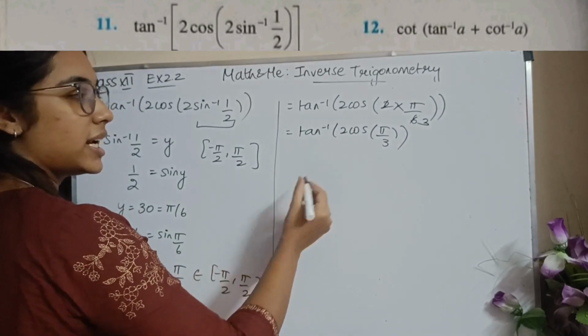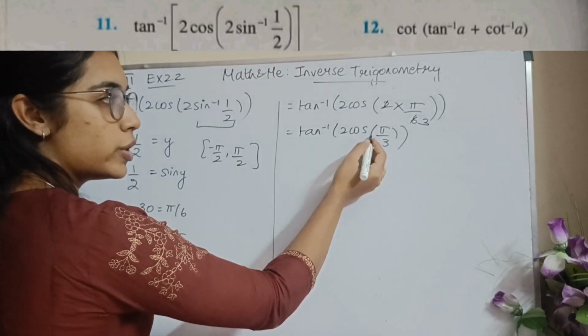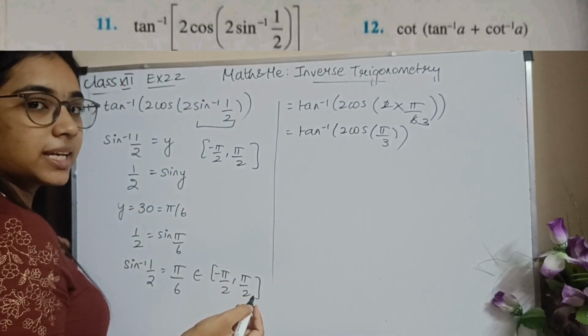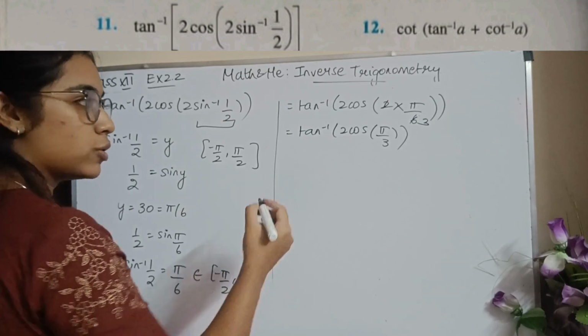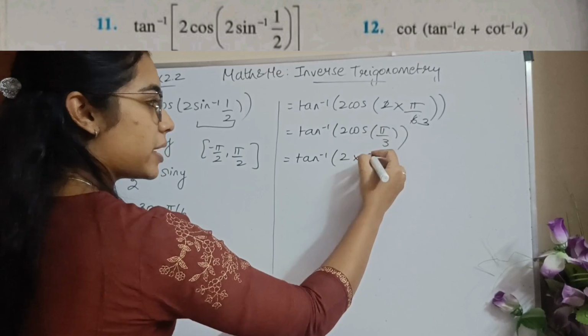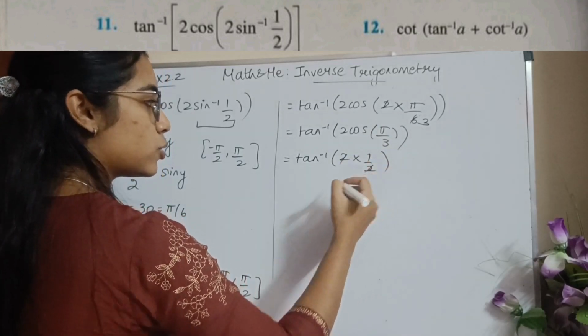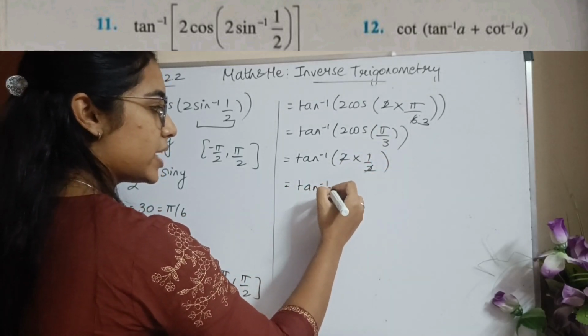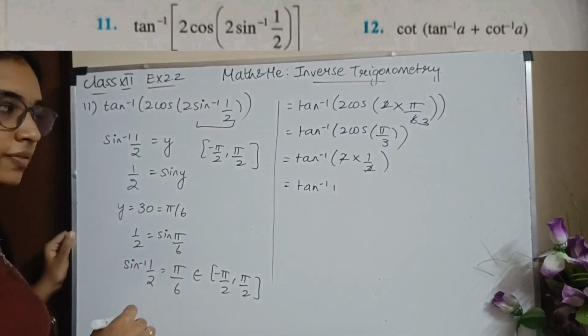Cos pi divided by 3, and this 2 is a constant outside cos. It is 2 into cos pi by 3. Cos pi by 3 is cos 60, which is 1 by 2. So tan inverse of 2 times cos pi by 3 is 2 times 1 divided by 2. The 2 and the 2 get cancelled. So I have tan inverse of 1. I need to find the value of tan inverse of 1.